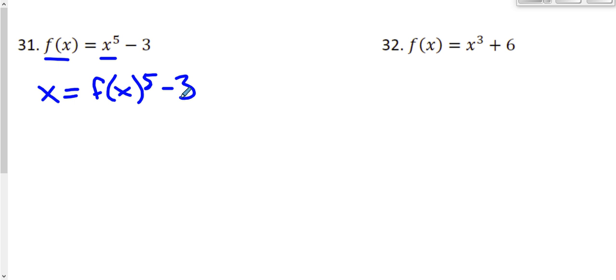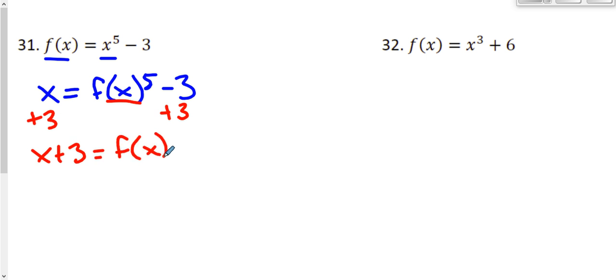Now I'm halfway there. This is my inverse, but it's written improperly. So all we have to do is get the f of x alone, and we will be done. So all we have to do now is unwrap that f of x, so we can add 3 to both sides. We end up with x plus 3 is f of x to the 5th power. And now all we have to do is undo the 5th power, and we can do that with the 5th root. So we'll go ahead and take the 5th root of both sides.